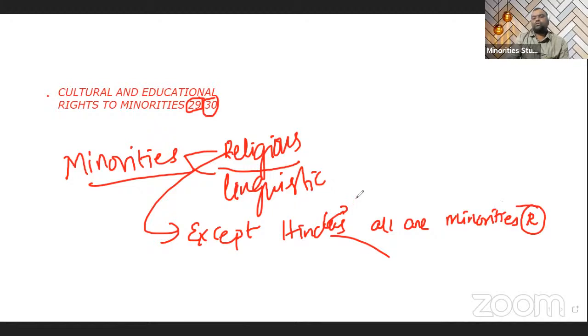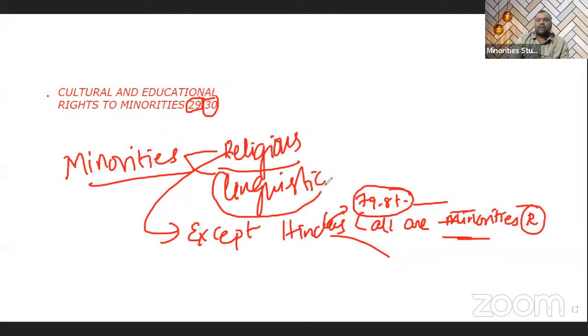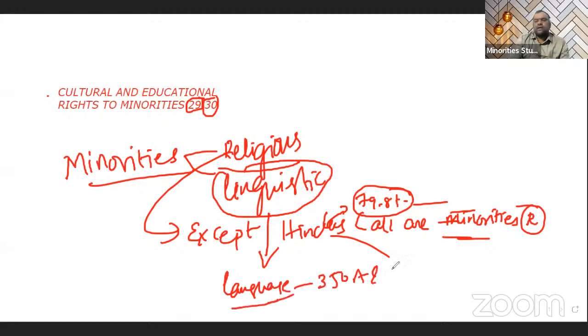Hindus constitute 79.8%, and the remaining communities, Muslims, Christians, Jews, Sikhs and so on, are called religious minorities. Whereas linguistic minorities means language-based minorities. This is there in Articles 350A and 350B, related to linguistic minorities.